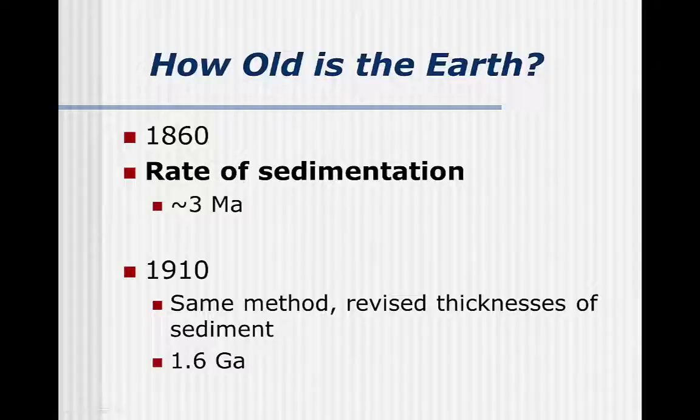Now, this method was redone in the 1900s based on better global estimates on the amount of sedimentary rock. This estimate of 1.6 billion years, the GA is an abbreviation for giga-annum or billions of years, still does not include the unknown amount of eroded rock. So this is also an underestimate.